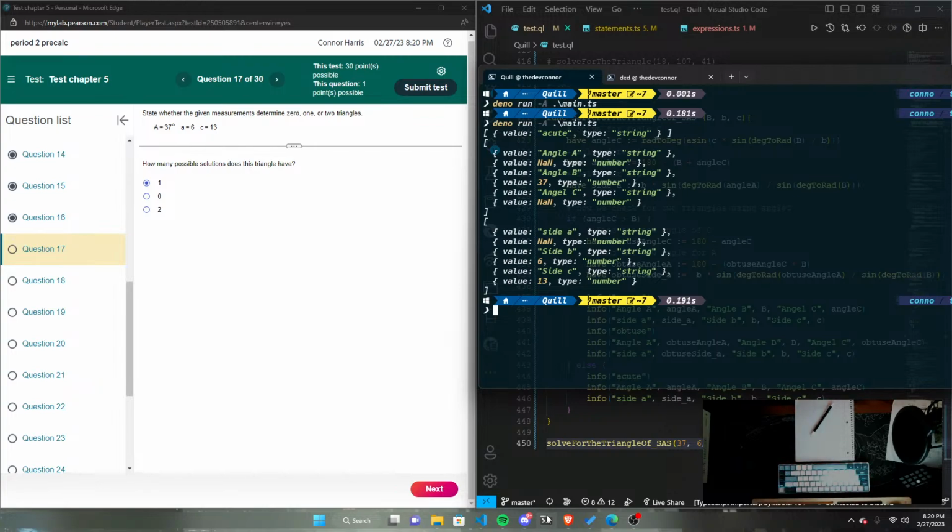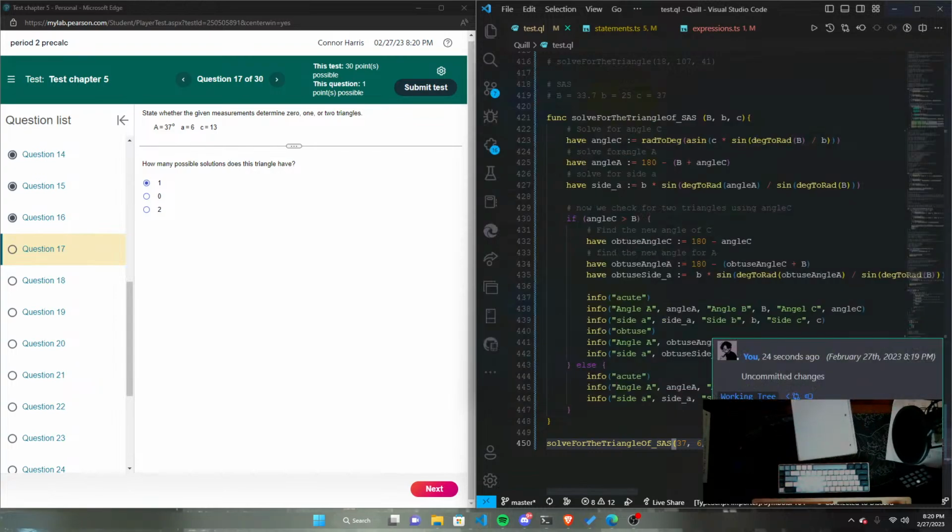Weird. But there is only one triangle. But now I'm second guessing myself.